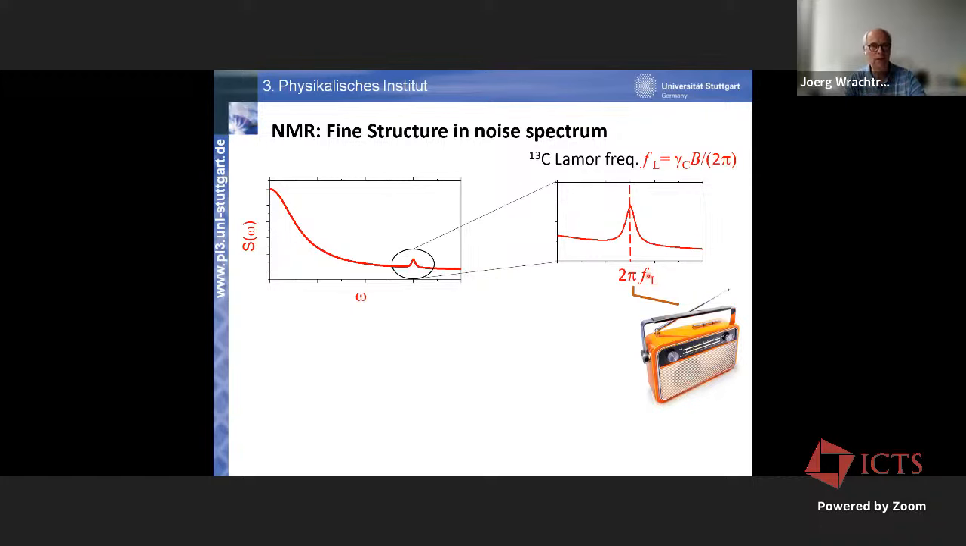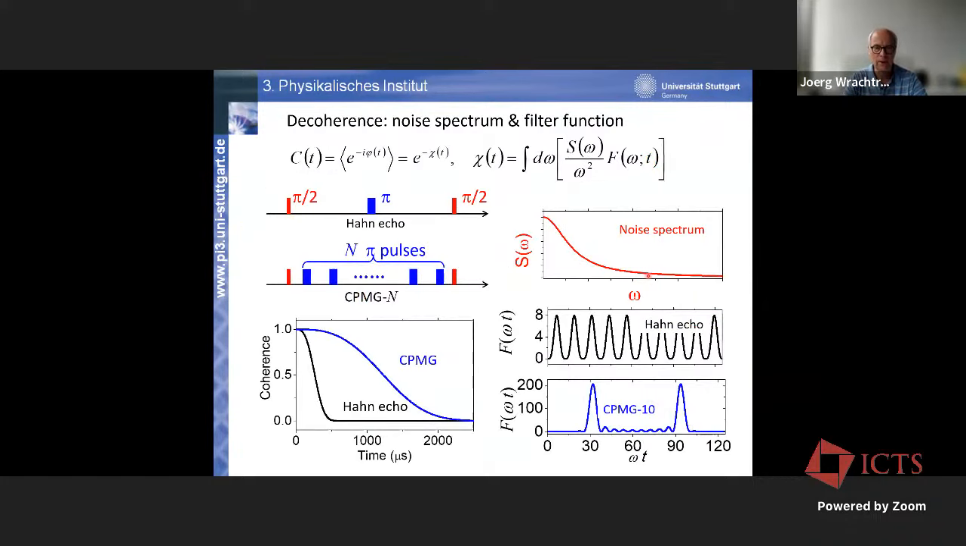Now, how do we generate this local oscillator in our experiments? I'm giving you a couple of examples showing how we do this. Typically, when we measure our signals, we apply a sequence of pulses to the sensor spin. The sequence of pulses, that's the argument, generates a filter function, and this filter function selects specific noise components from our signal.